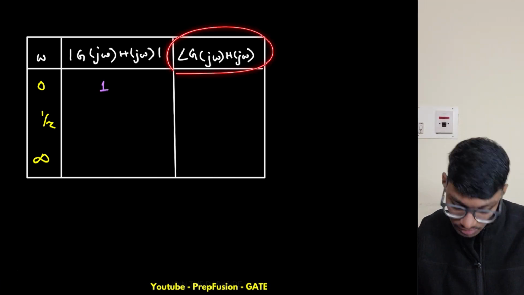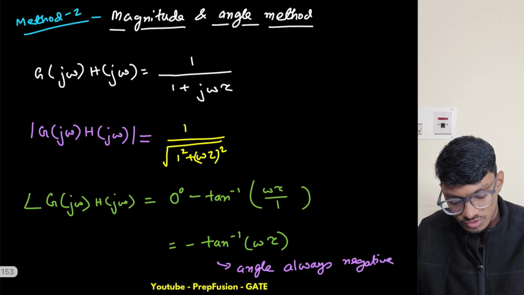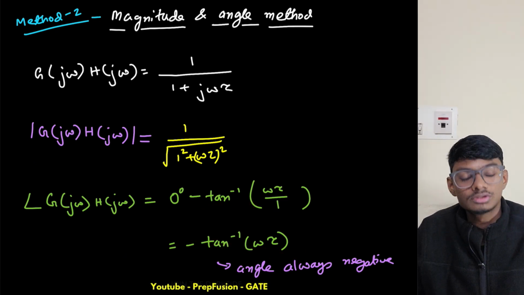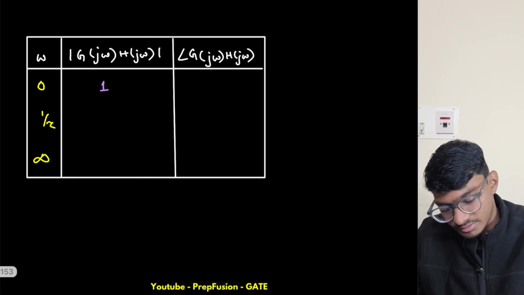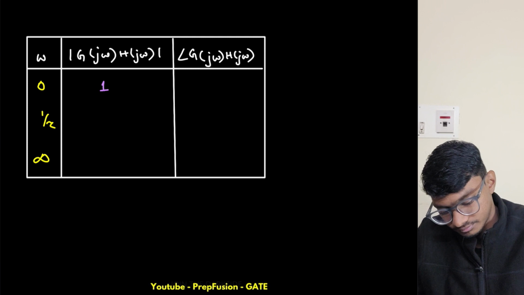And what is the angle of G of j omega? It is simply minus tan inverse omega. So if I put tan inverse 0, it becomes 0 itself. So minus 0 and plus 0 are the same thing, so it is 0 itself, right? Let me take 0.